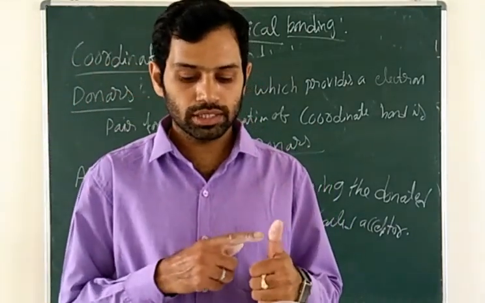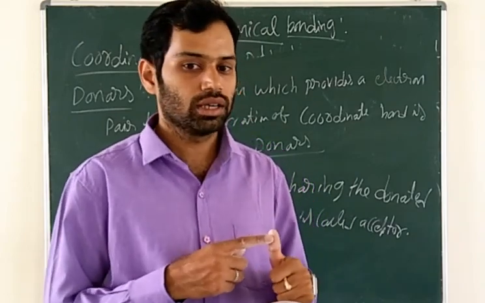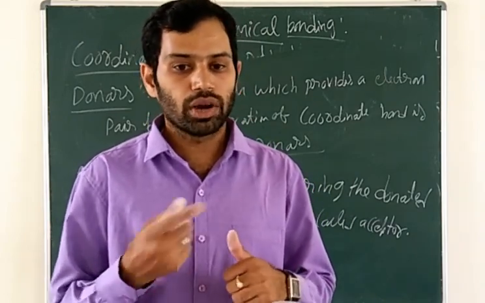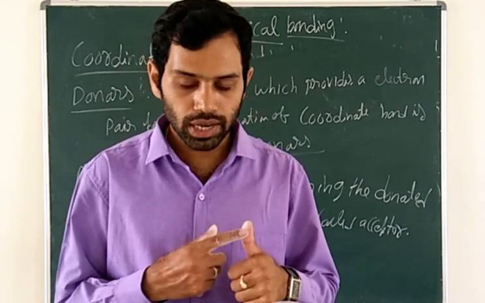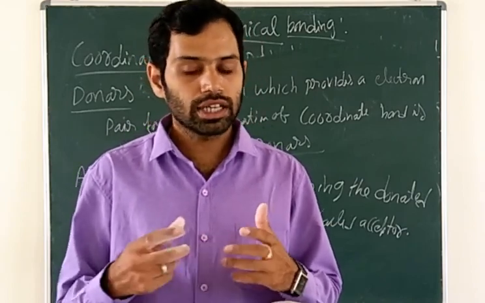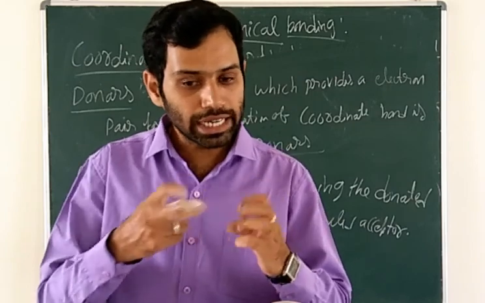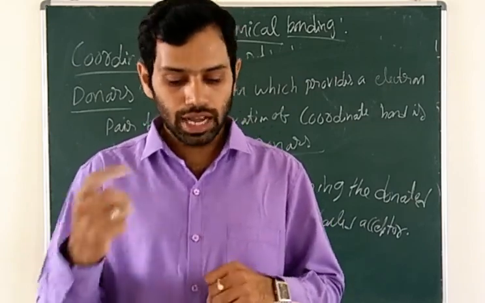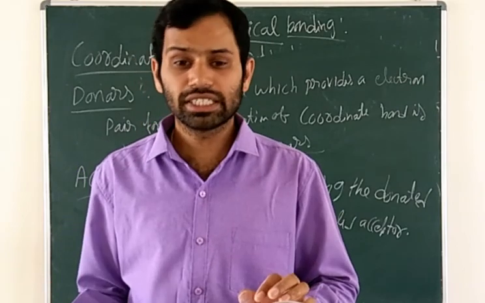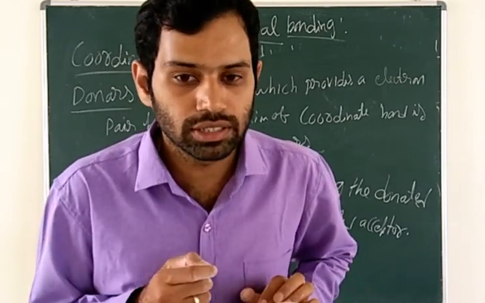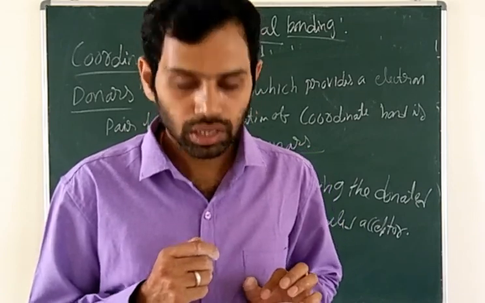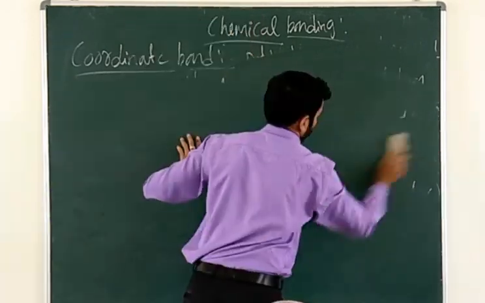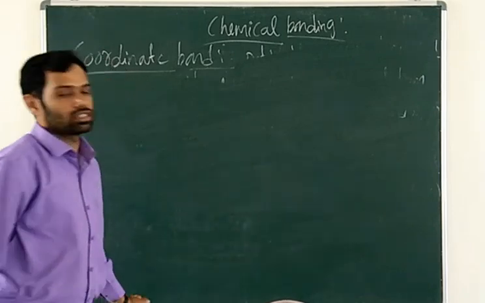Clear? So donors and acceptors. The donor is the atom which provides the electron pair for the formation of coordinate bond, and the acceptor is the atom or ion sharing the donated electron pair. Now, what is the effect of lone pair of electrons on the oxygen atom? In the oxygen atom also, lone pairs of electrons will be there.